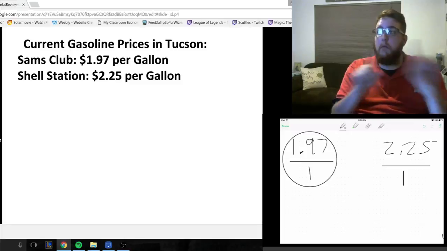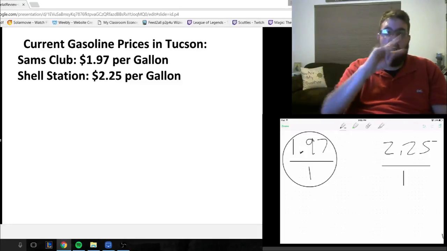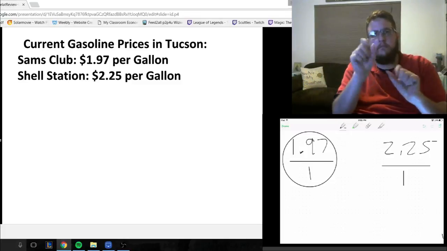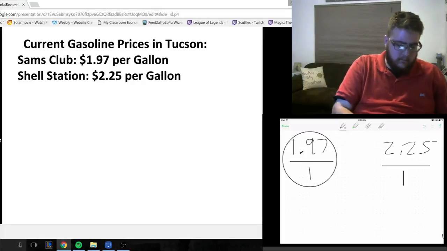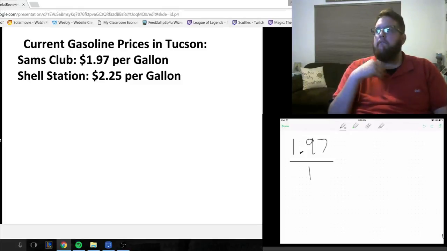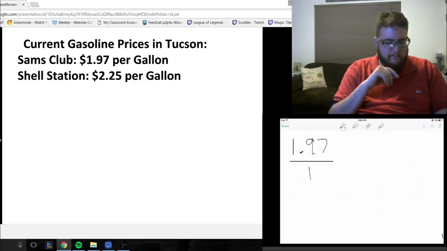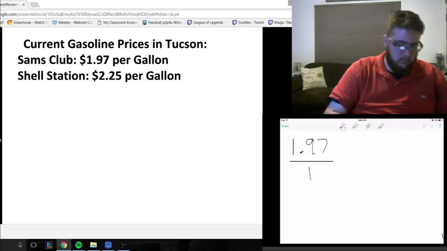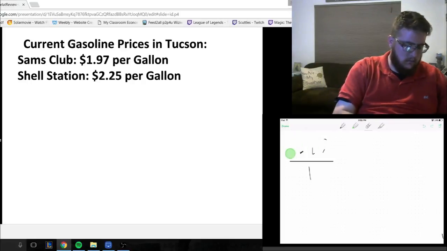Well, that's true here. If for some reason you accidentally flipped these around and wrote gallons to dollars, don't freak out. Don't throw out all of your work. You can still find 2 unit rates that are comparable, and let's go ahead and do that. So let's take Sam's Club. We have $1.97 over 1 gallon. But if we accidentally, for whatever reason, wrote down 1 gallon over $1.97, we can still convert this to a unit rate.